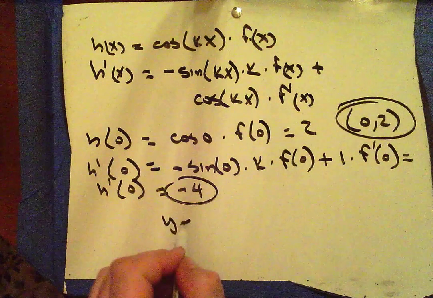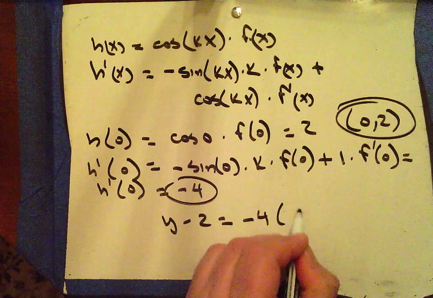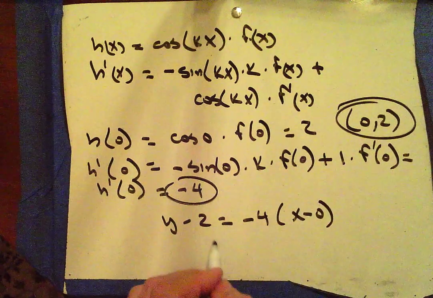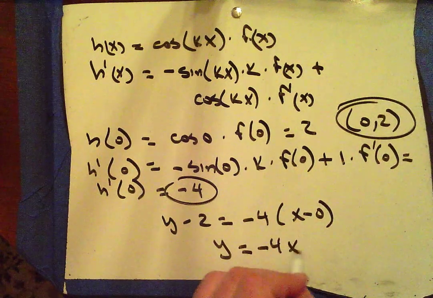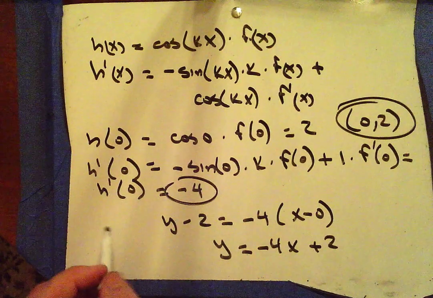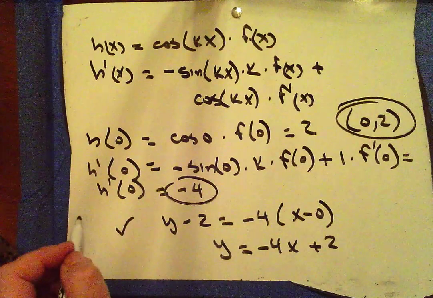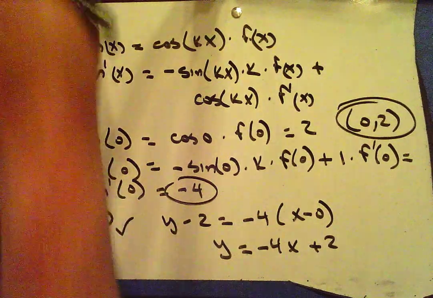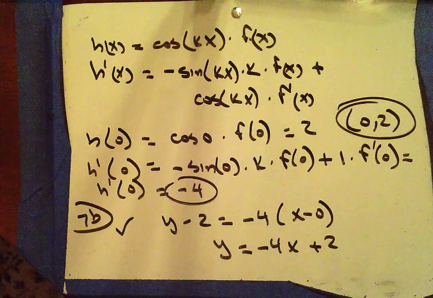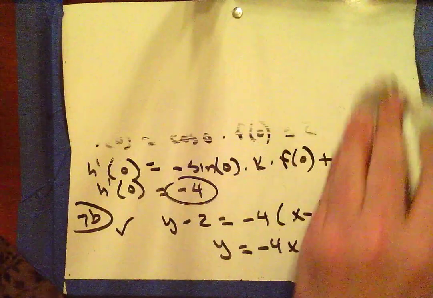So y minus 2 equals -4x minus 0, or y equals negative 4x plus 2. Either one of these is fine for 7b. And that felt pretty easy and straightforward. Was that okay for you? I mean, wow. And it was only 2 parts.